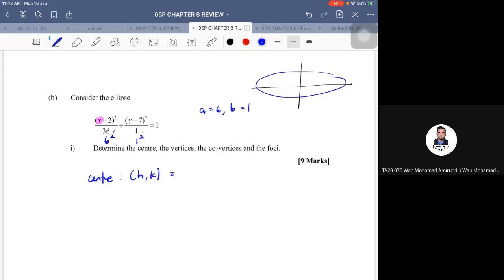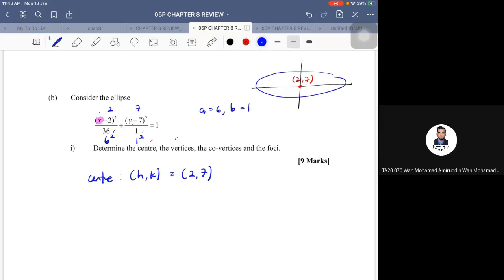Okay, yang dengan X variable ni, ni adalah kita punya X coordinate. So X coordinate nilai dia adalah bersamaan 2. And the one with the Y variable, ni adalah kita punya Y coordinate. And for this case, Y coordinate kita nilai dia adalah bersamaan dengan 7. So therefore the center, coordinate dia adalah bersamaan dengan 2, 7. So that is going to be the position of the center. So kat sini somewhere over here. So ni adalah coordinate of 2, 7.